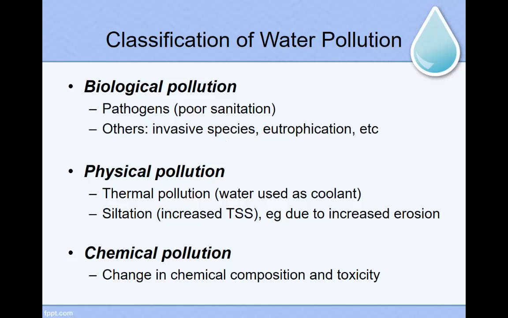Other things that we can look at are invasive species. Things like weeds can cause biological pollution. Eutrophication, and we'll talk a little bit about dead zones later on, falls into biological pollution too. The next is what we call physical pollution. Physical pollution is typically when we start looking at temperature changes. Water in nature should function at a particular temperature based on the climate, based on the season.